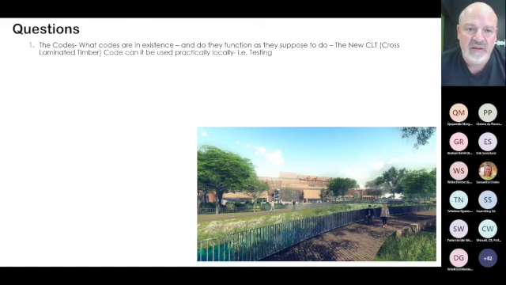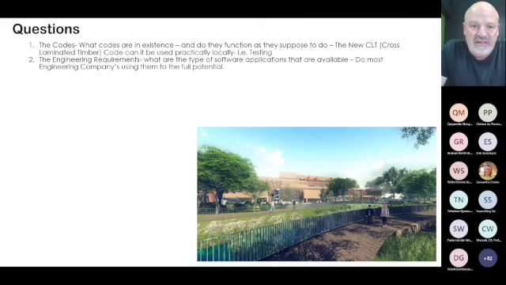after that. I think first of all, we can discuss the codes that are in existence, especially the new CLT, cross-laminated timber code. Can it be used practically locally? And I would like to discuss the testing of components that was manufactured by the manufacturer.